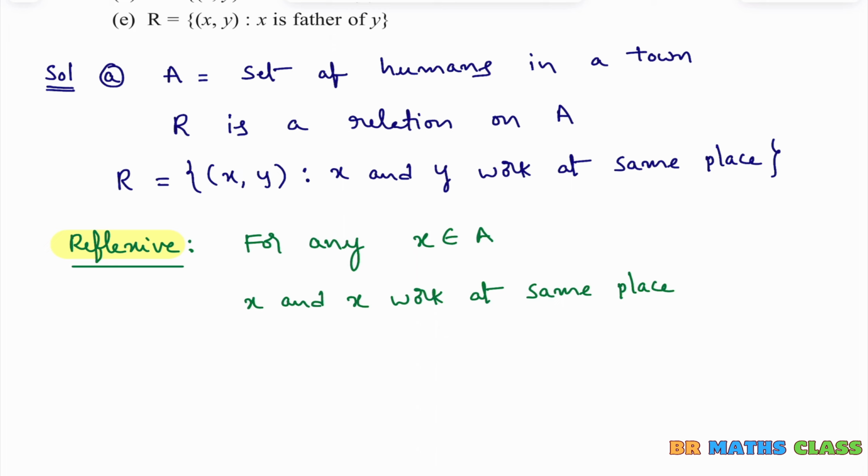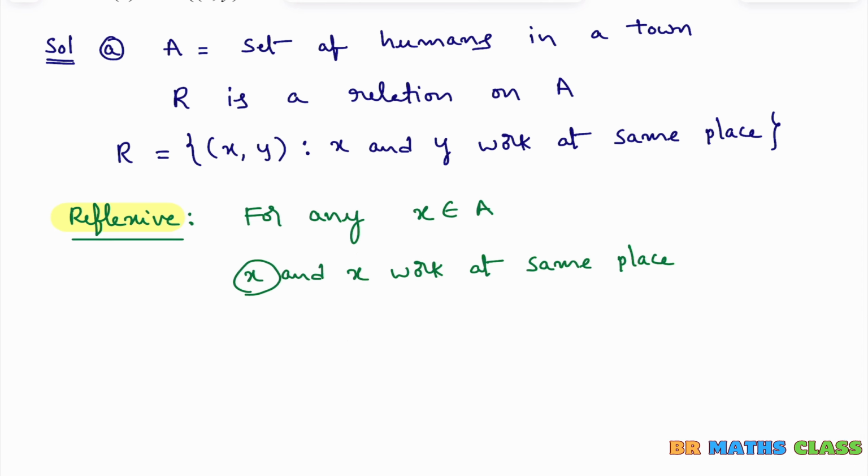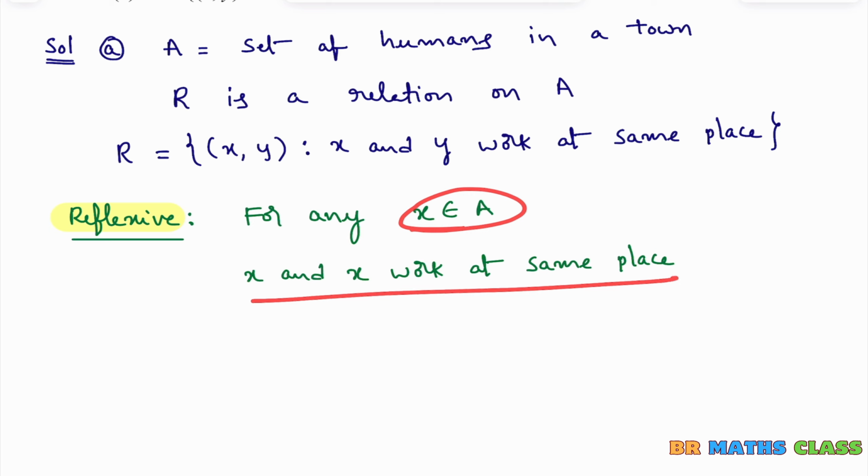You observe this: x and x work at the same place. These two x are different? No, actually, x is a person in a town, the same person. Can I say that x and x work at the same place? Yes, we can say that x and x obviously will be at the same place where x is working. x works there only. A simple thing, nothing is there. Actually, it's funny to think about it. x and x work at the same place is true. For any x belonging to A, x and x work at the same place.